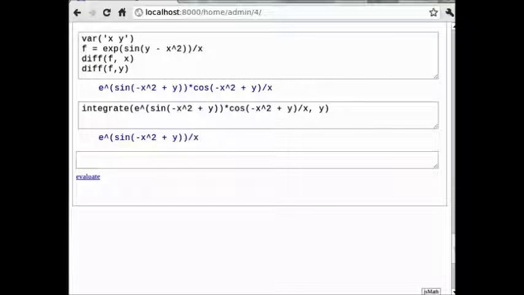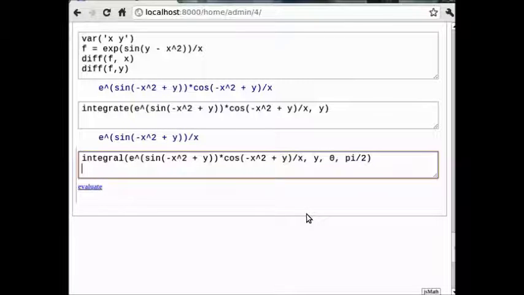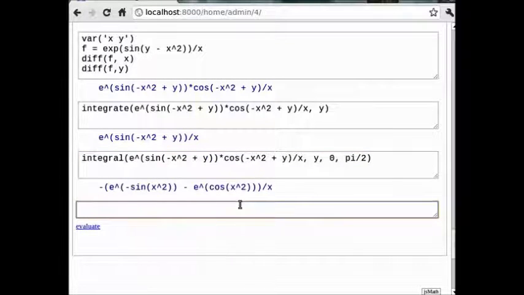Now let us find the value of the integral function between the limits 0 and pi by 2. So for that you can type integral of e raised to sin(-x^2 + y) multiplied by cos(-x^2 + y)/x, y, comma 0, comma pi by 2. Hence we got our solution for definite integration.